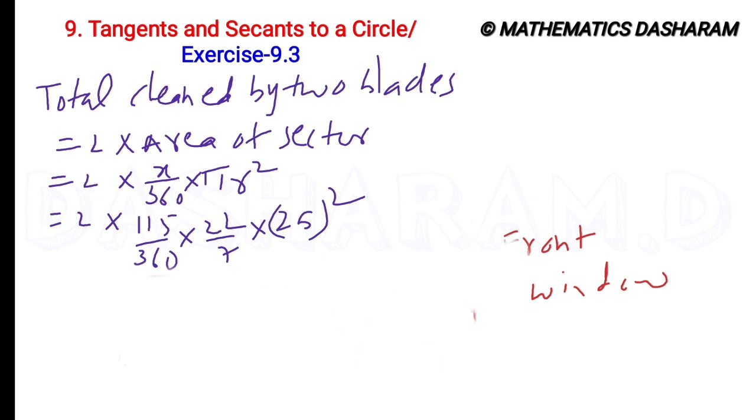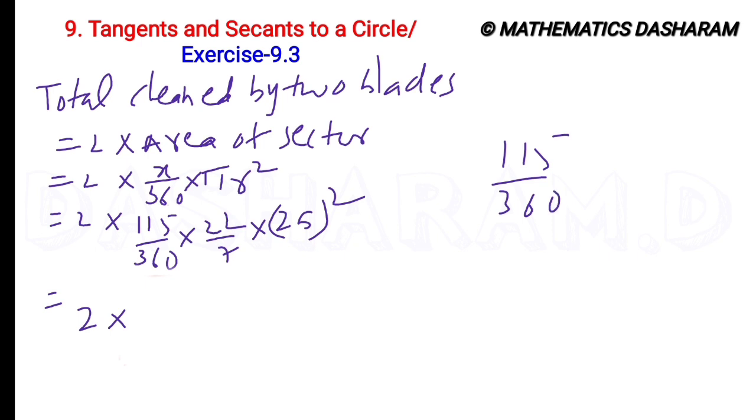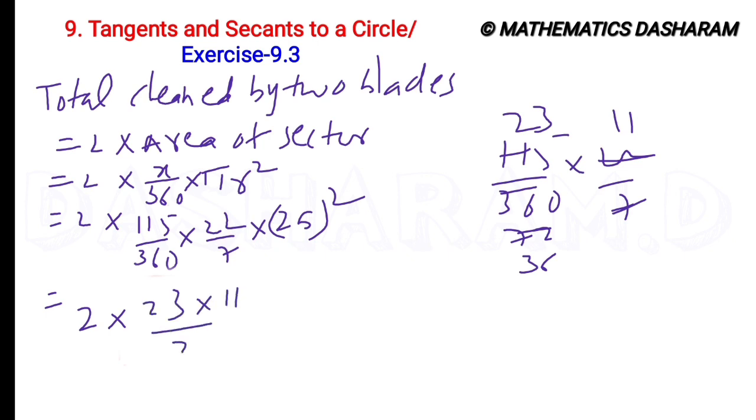So 25 square value how much? 625. So 2 into here 5 table 115 by 360, into 22 by 7. What will happen here? 7 ones are 7, sorry, it is not coming in the 7 table. 5 twos are 10, 5 threes are 15, 5 sevens are 35, 1 remainder, 5 twos are 10, 2 11s are 22. So finally here 23 into 11 by 36 into 625.